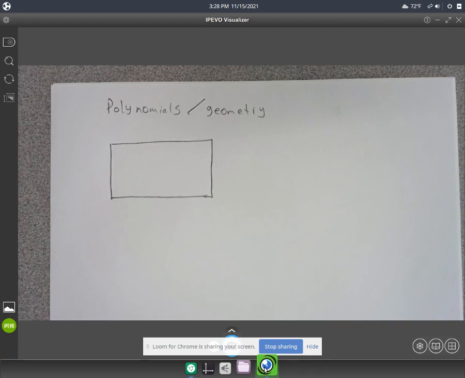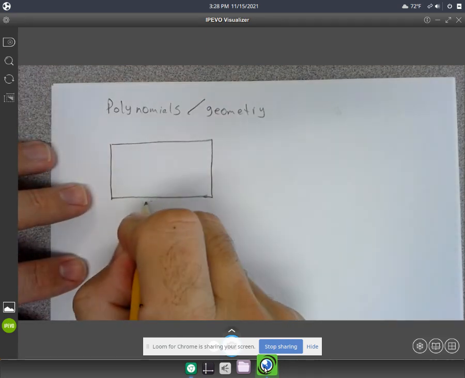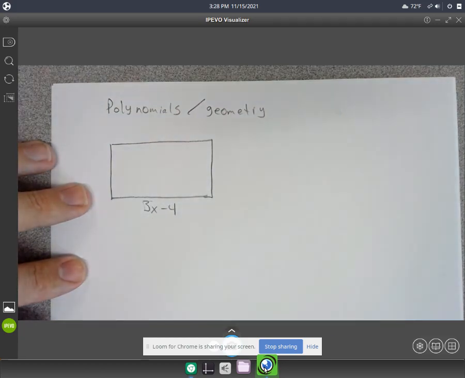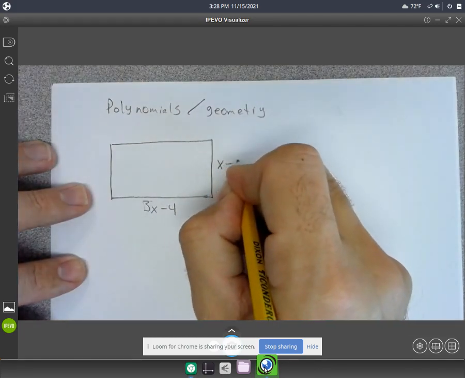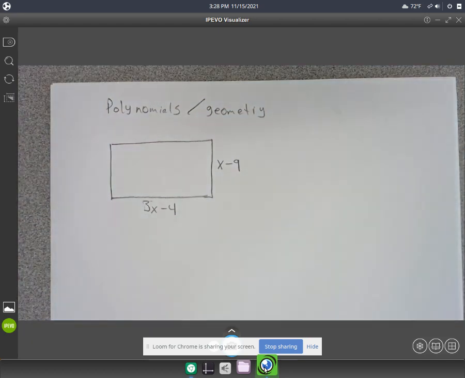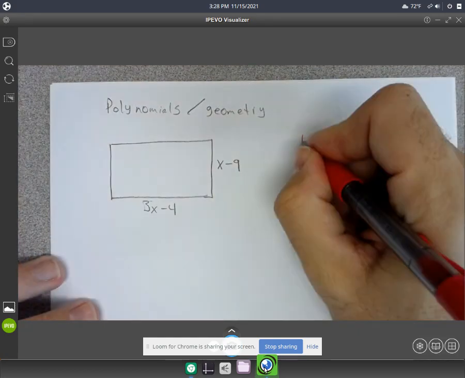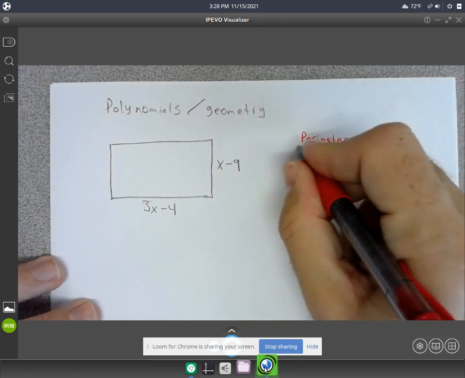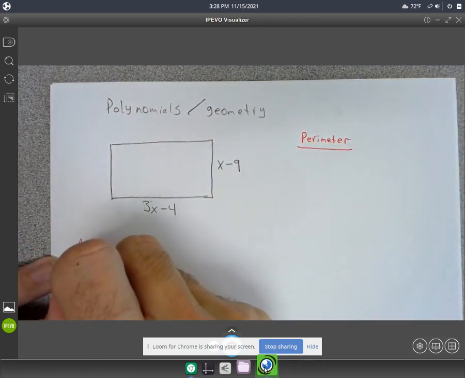So I don't actually know what the side lengths are, but the problem tells us that the length is 3x minus 4 and the width is x minus 9. We don't know definitively what x is, and we're not supposed to know, right? But we can find in generic terms what the perimeter and what the area is going to be. So we'll do both of these things here.